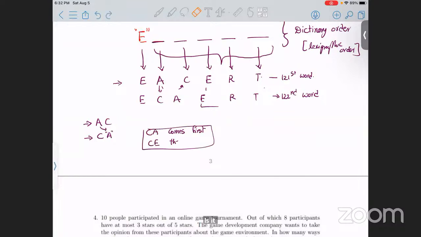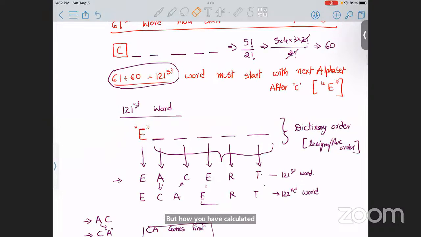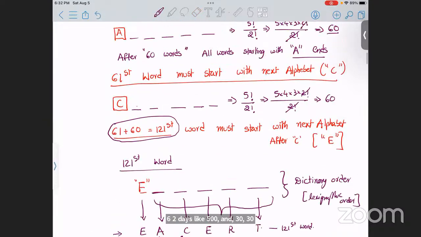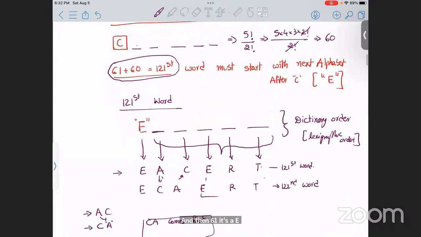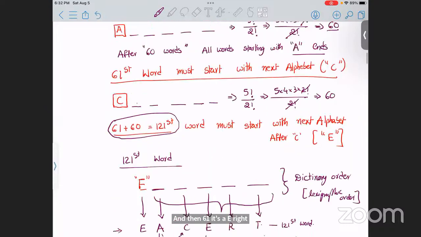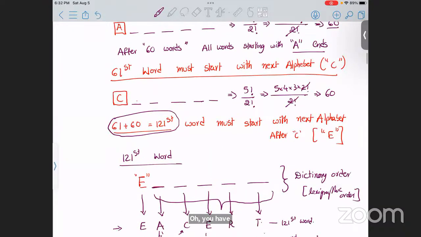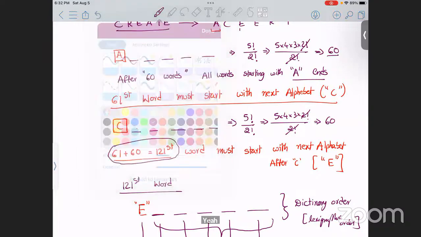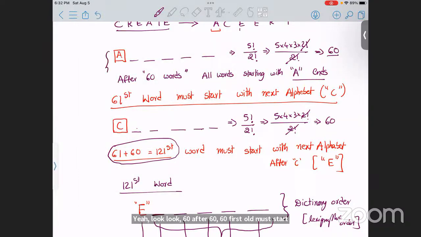Sir, how have you calculated 60? 60 is 5 factorial divided by 2 factorial, and then the 61st word. Look, after 60, the 61st word must start with a different letter. Let me explain. 60 words start with A. The 61st word must start with C.